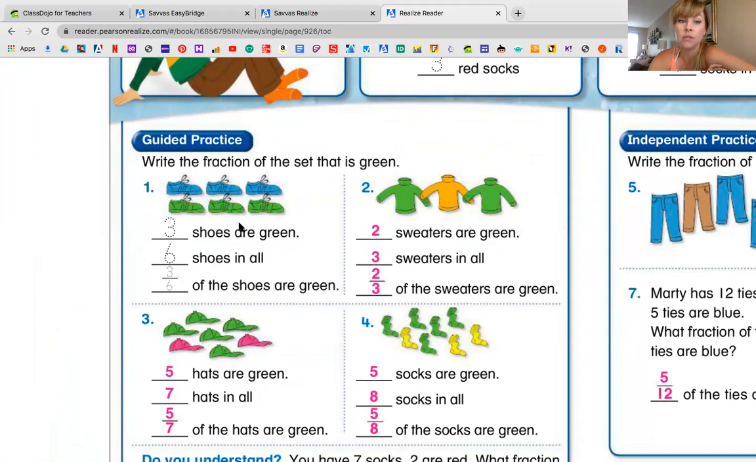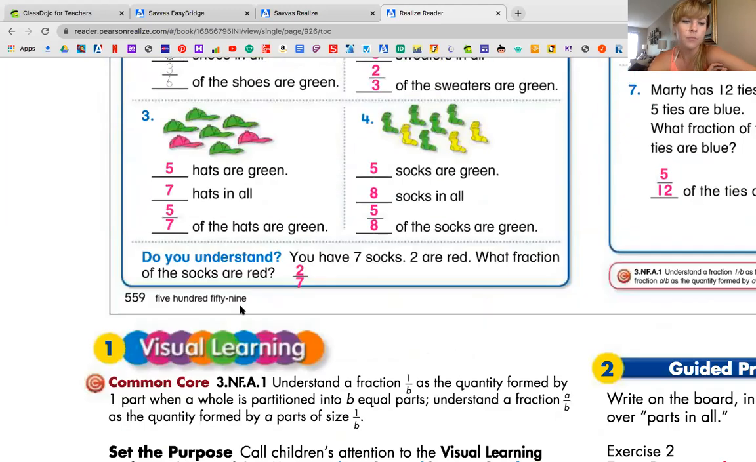So I have 6 shoes. How many are green? There's 1, 2, 3. So 3 are green. There's 6 shoes in total. So 3 of the 6 shoes are green. Remember that line means the word of. Number 2, I have 3 shirts. 2 are yellow. Sorry, 2 are green. So 2 are green, 3 shirts in all. 2 of the 3 sweaters are green.